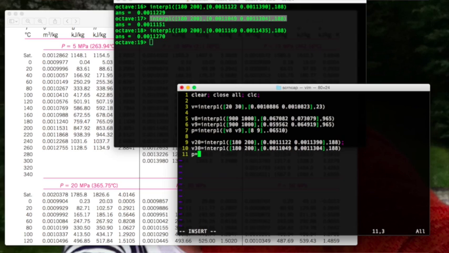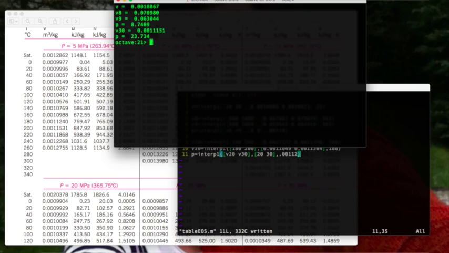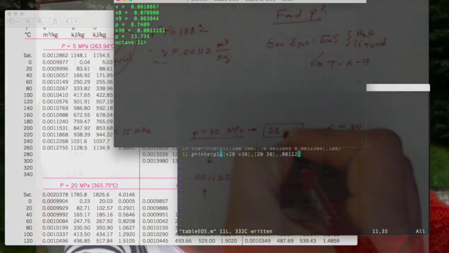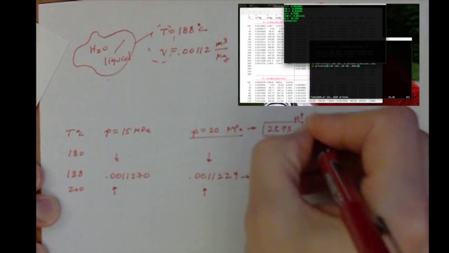And then we finally are going to find our pressure by interpolating between those two values of volume. Our value of volume, which we desired, was 0.00112. It's given to us in the problem statement. We save it and we run our file one last time. And we would find that this value of pressure is 23.73 megapascals. And my problem is finished.